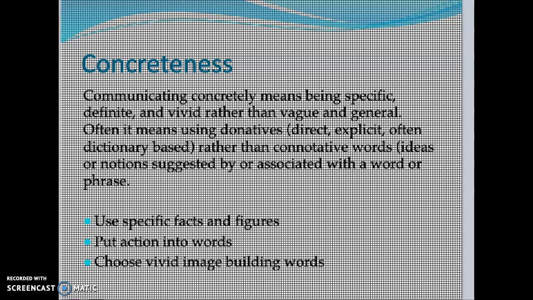Be concrete. Use specific facts and figures, put action into words. Usually tell a story as long as it doesn't go off on a tangent. Use vivid images. We talk about this in regards to PowerPoint presentations. There's an effective way to give a PowerPoint presentation, and there's also ineffective ways. So, I highlighted that a little bit in your APA guidelines. So make sure you look at that.